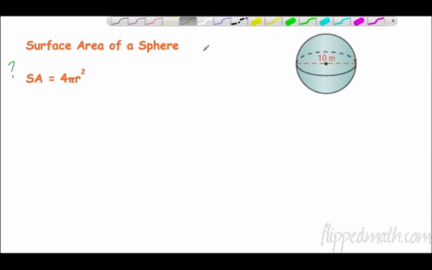The surface area of a sphere is 4 pi r squared, right?